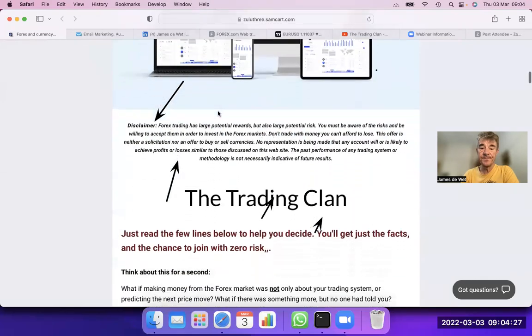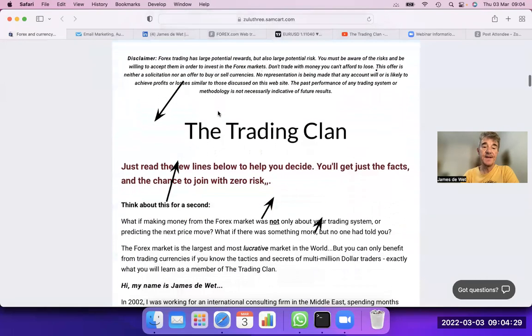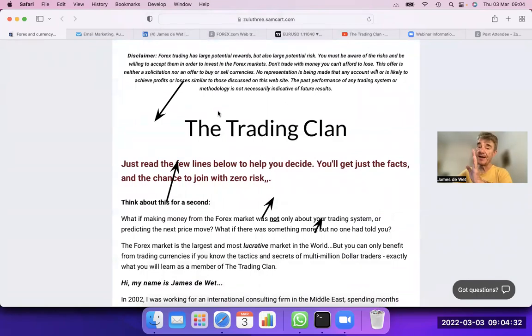And on this page, tradingclan.com, there's a disclaimer. And I'm just going to read it to you. And even though I say I don't think it's that important, take it seriously. These are true words, and you should take heed of them. All right, so here we go. It's at the top of the screen there. Disclaimer. Forex trading has large potential rewards, but also large potential risk. You must be aware of the risks and be willing to accept them in order to invest in the Forex markets. Don't trade with money you can't afford to lose.